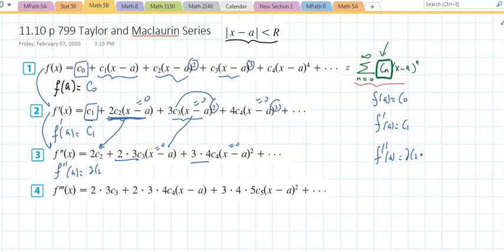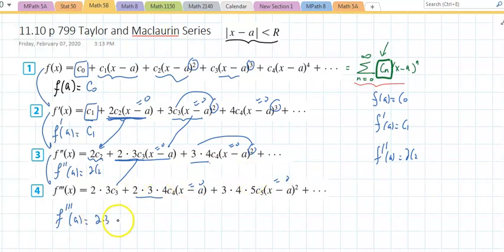Almost there. And if I take another derivative, that's 0, that's gone. The derivative of this is right there. Here you bring the power down, subtract one from the power, and so on and so forth. And if I take the third derivative evaluated at a, wouldn't all of those be 0? I'm left with 2 times 3, c sub 3. So the third derivative at a is 2 times 3, c sub 3.